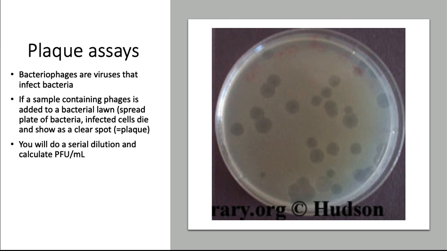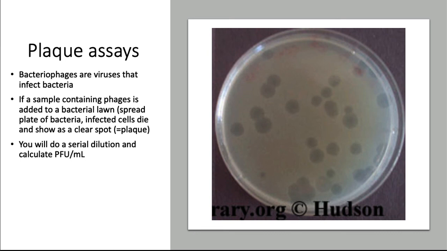So let's say that you have this petri dish, like you see in the picture, which has a bacterial lawn. All that cloudy background on the plate is just bacteria that have been spread and grew on the plate. And then you add viruses, these phages. And if a virus infects a bacterial cell and kills it, it replicates and then it bursts out of the cell, and those cells die. So you're going to see them as a clear little spot on the plate. This is what we call plaques.